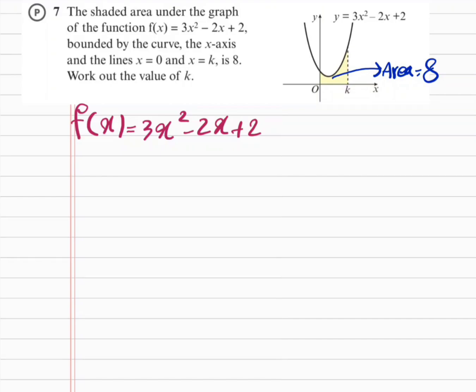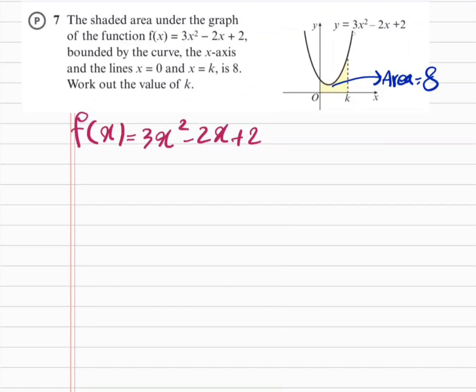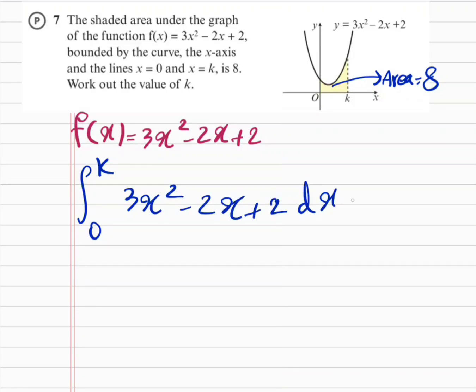So in questions like this, we need to remember that if we integrate this equation between 0 and k, because that's where the curve and the region is bounded, then we will get the area. So let's write down the integral. If we solve this integration problem where we have the integral of 3x squared minus 2x plus 2 dx, we will get the area.